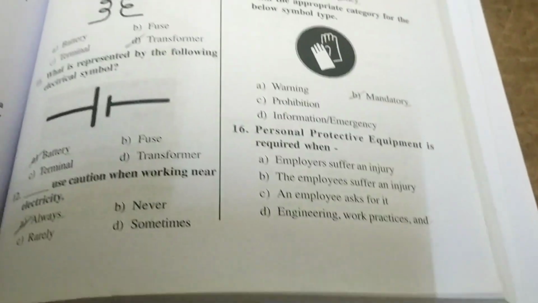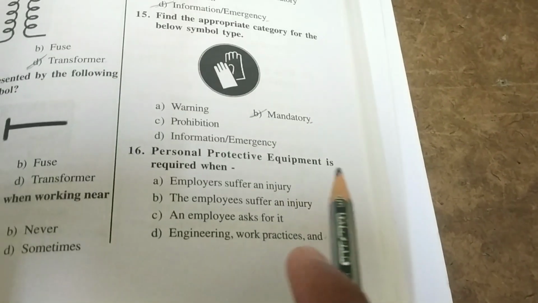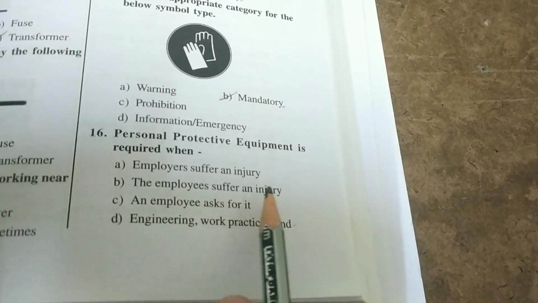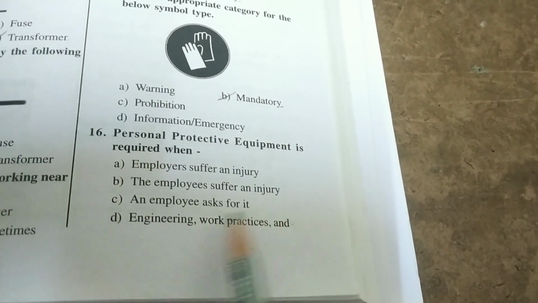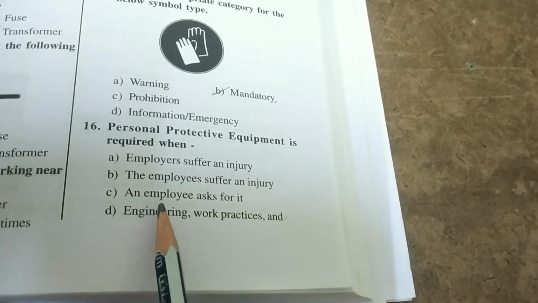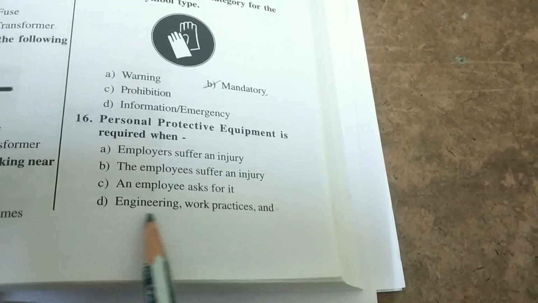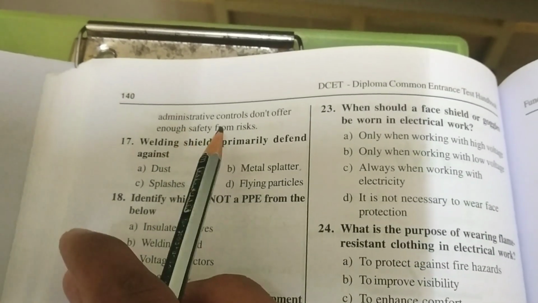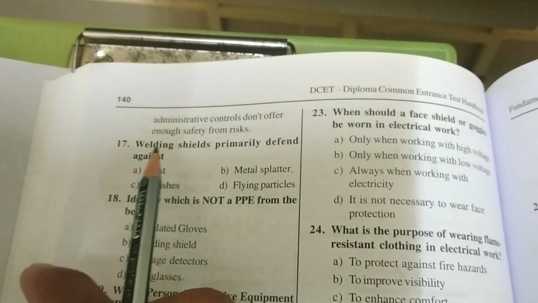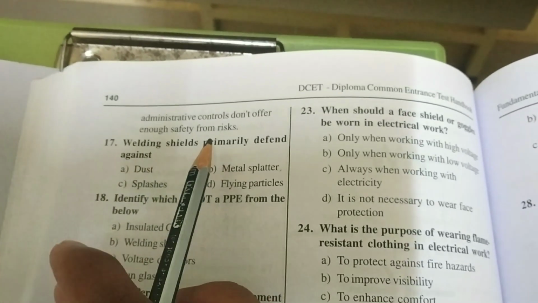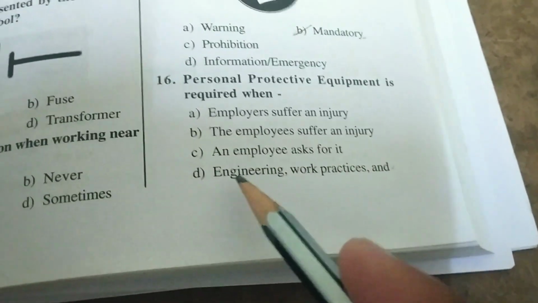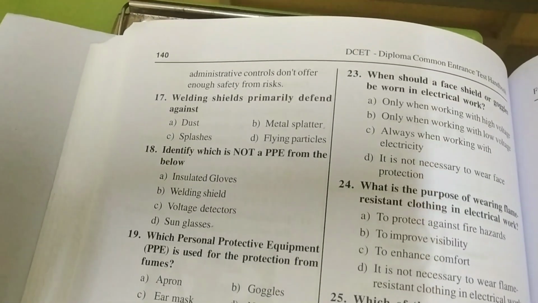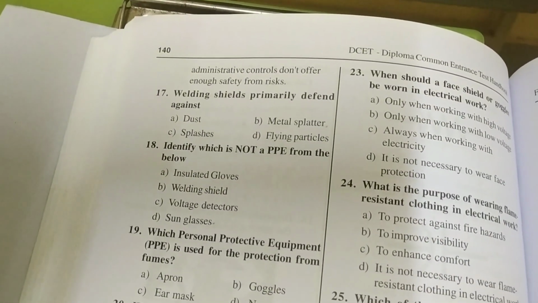Let me go to the 16th question. Personal protective equipment is required when the employee suffers an injury, or the employer asks for it, or engineering, work protective and administrative controls do not offer injury safety from risks. D is the correct answer. Engineering, work protective and administrative controls do not offer injury safety from risks.